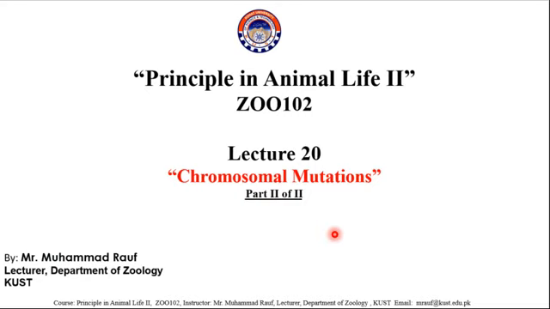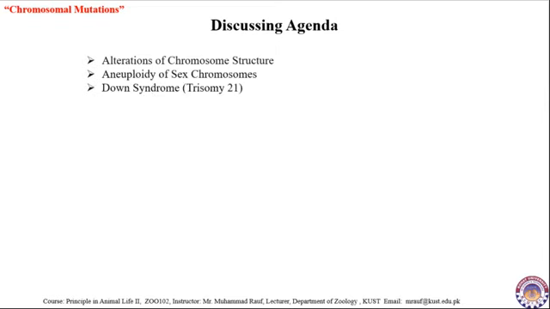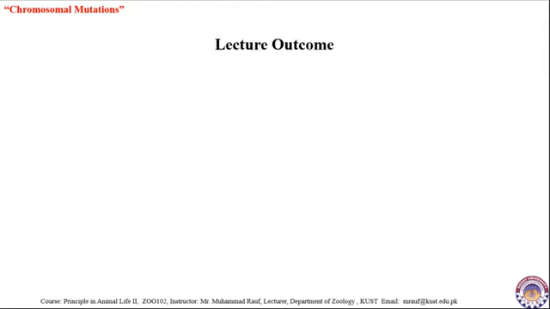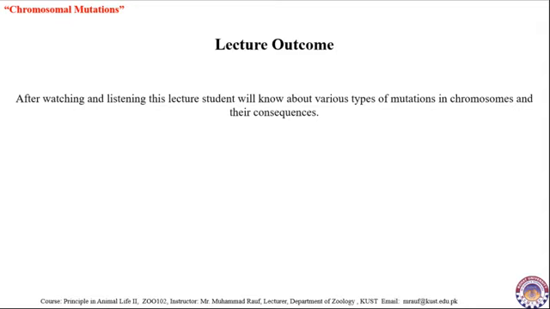The topic is chromosomal mutations. The agenda for the topic is alteration of chromosome structure, aneuploidy of sex chromosomes, Down syndrome, Trisomy 21. Lecture outcome: after watching and listening to this lecture, students will know about various types of mutations in chromosomes and their consequences.